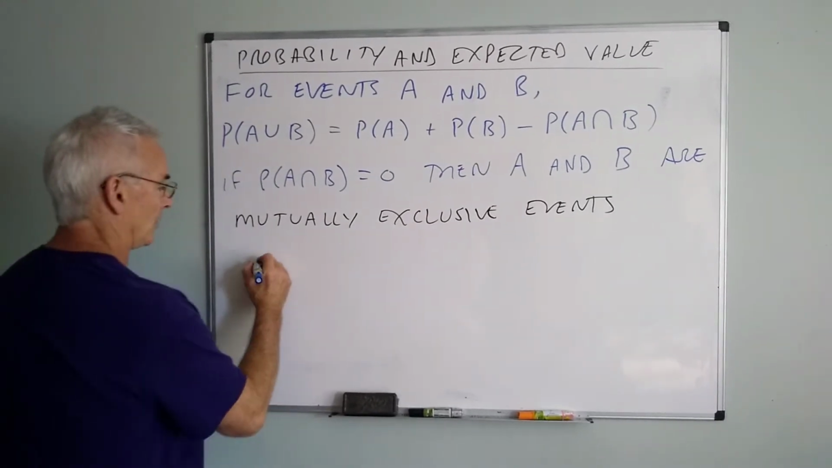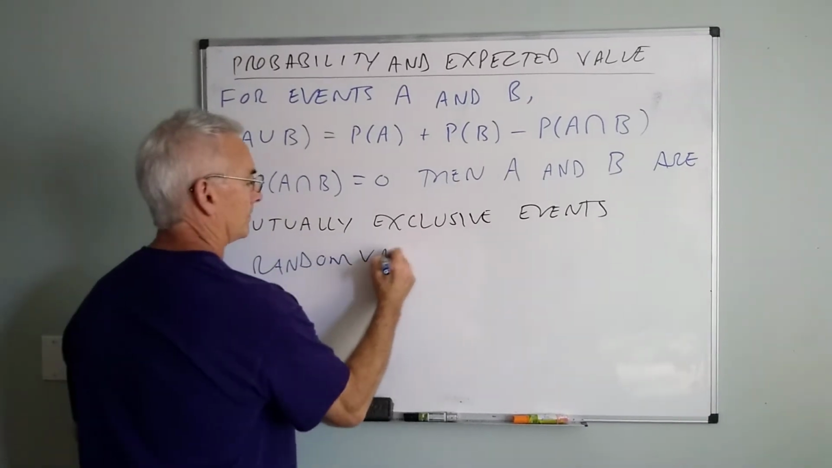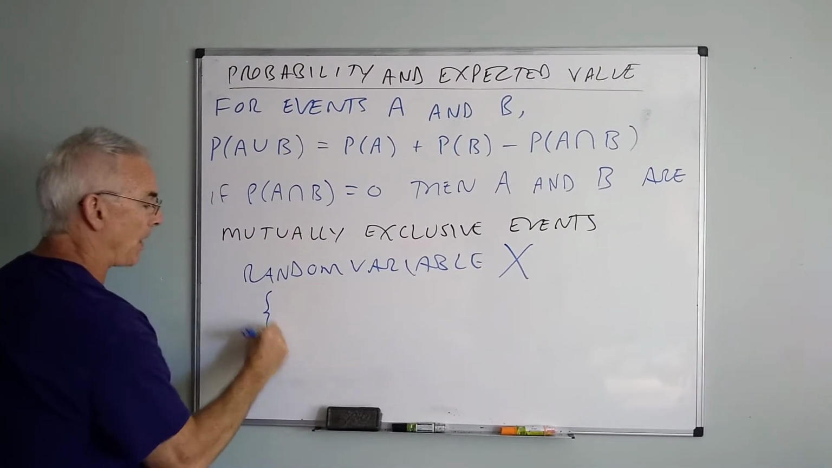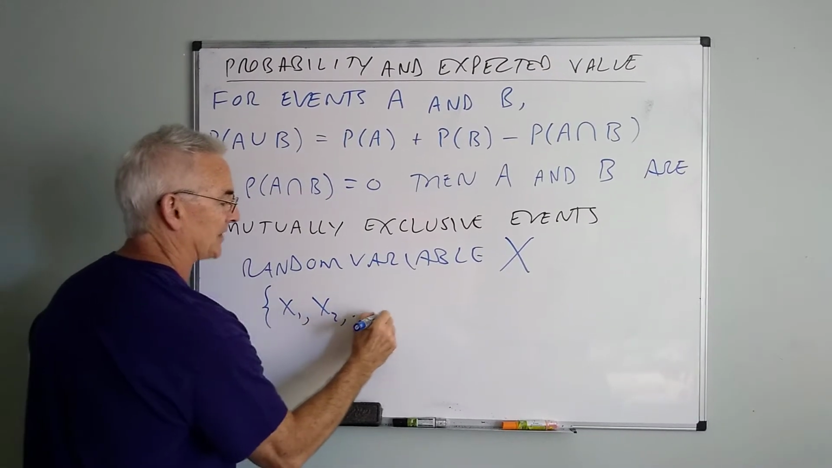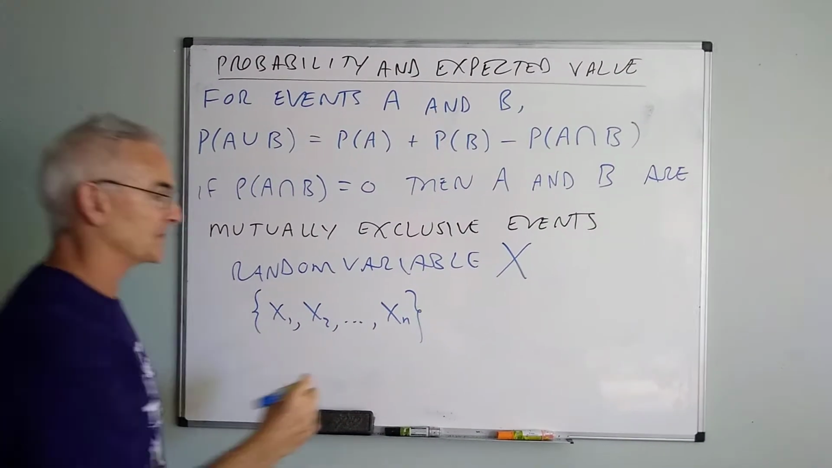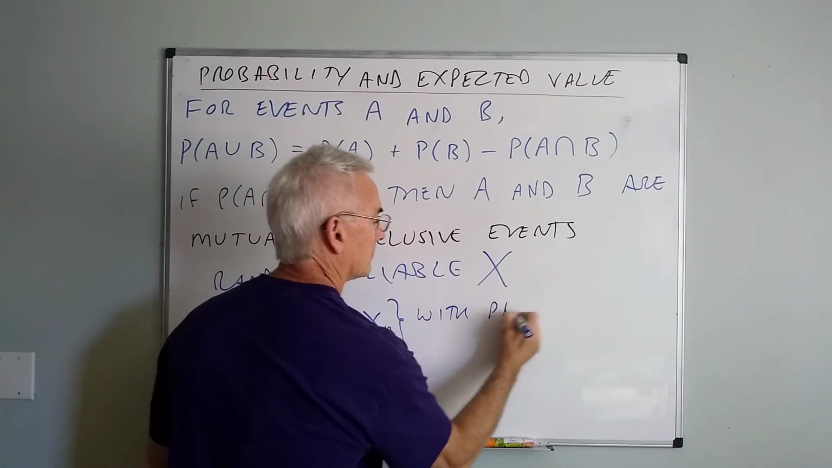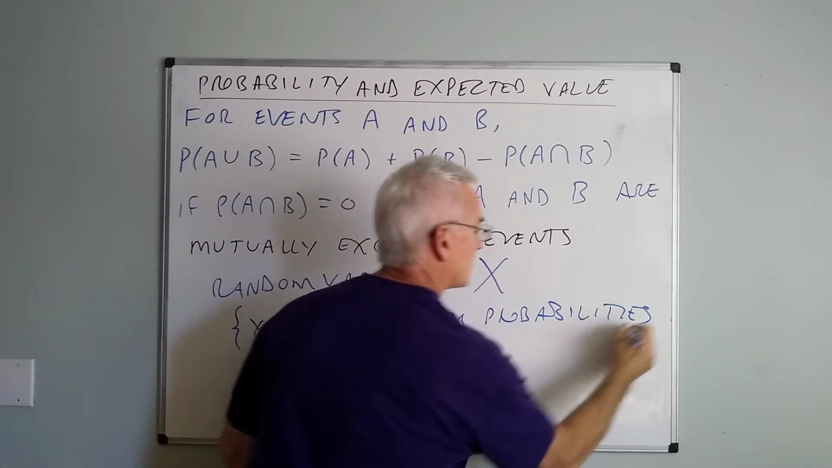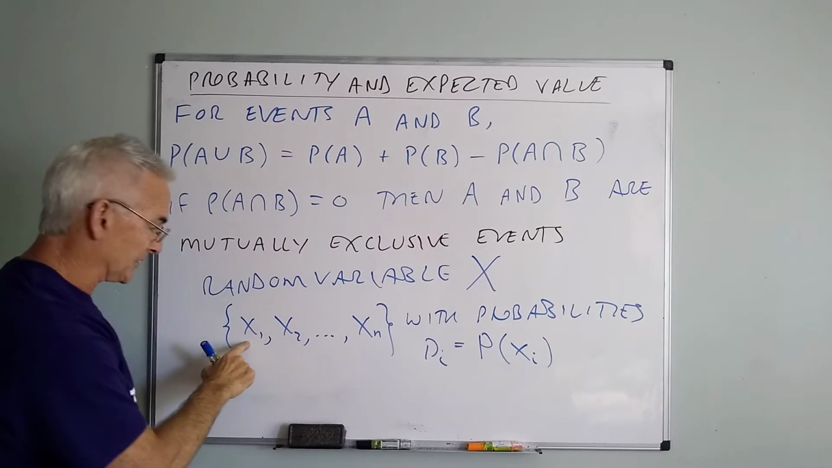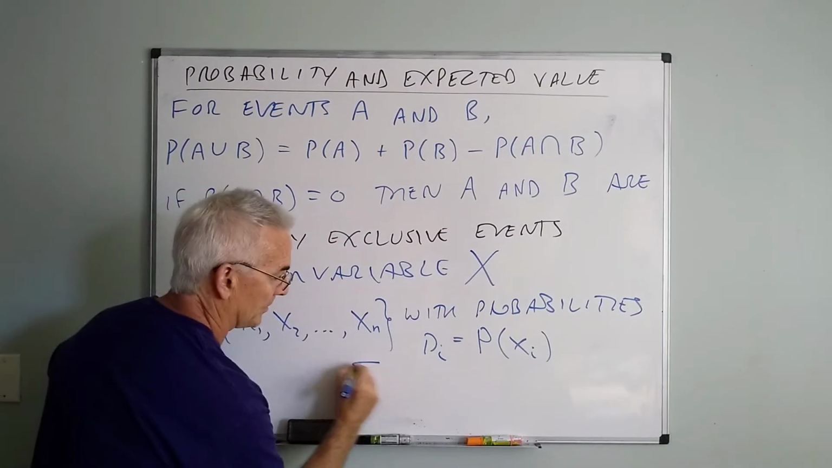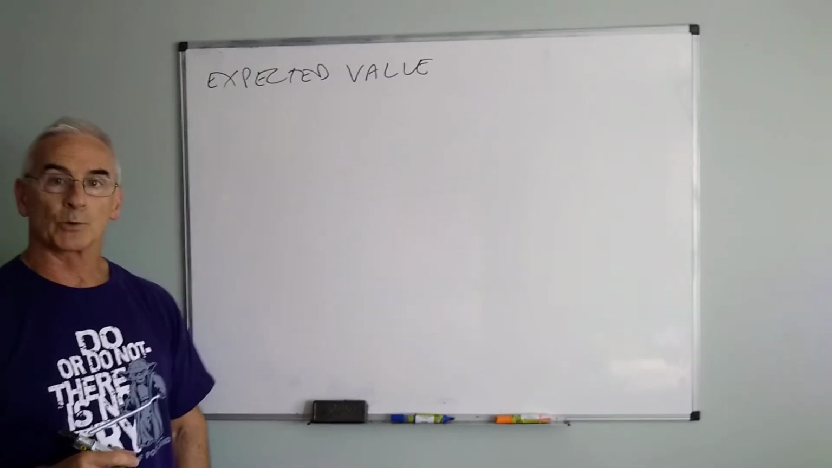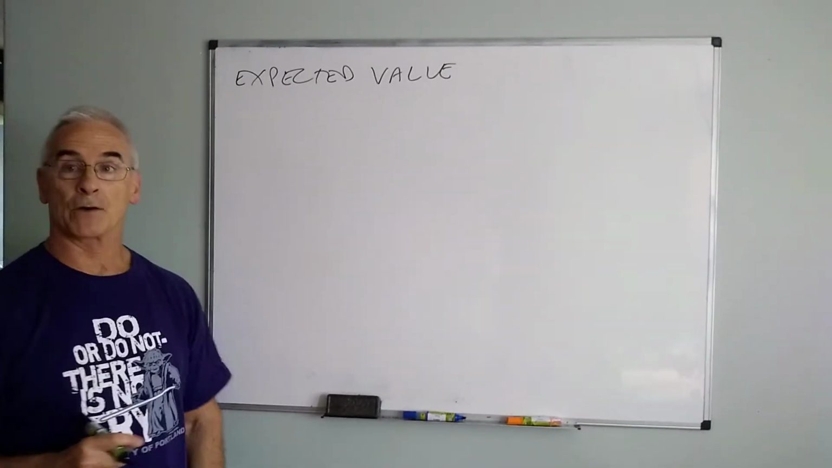So now I'm going to define something called a random variable, capital X, and what this will represent is all of the possible numerical outcomes of an experiment. Let's say there are n of them, of any particular experiment, n mutually exclusive separate numerical outcomes with probabilities little pi, and that would be the probability of little xi. So the probabilities would be p1, p2, p3, and so on, where the sum of all the p's must equal 1.